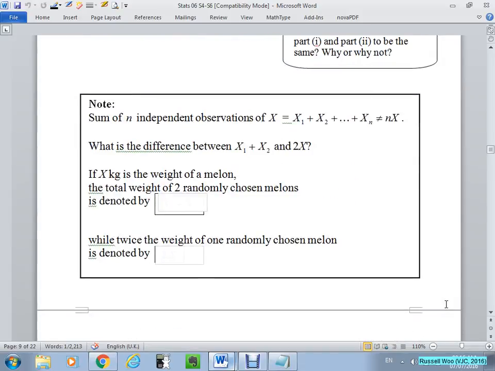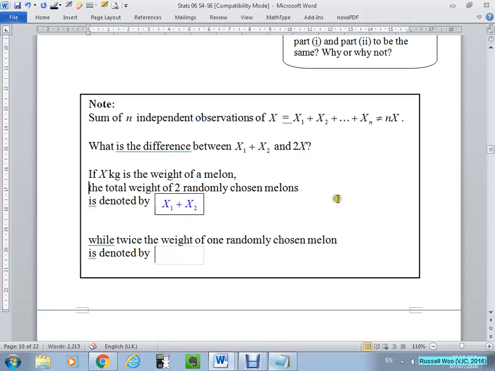What is the difference between x1 plus x2 and 2x? It should be quite clear by now. If x is the weight of a melon, the weight of 2 randomly chosen melon must be x1 plus x2. Very good. Now, if I pick 1 melon and I multiply the weight by 2, then it must be 2x. Correct?